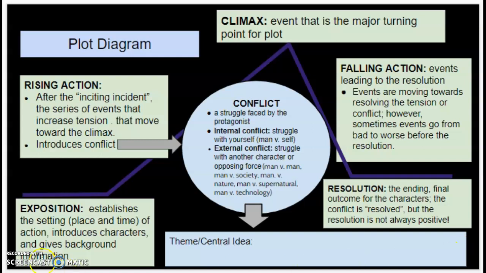So the first element in the plot diagram is exposition. In the exposition, we get our main characters. The author establishes the setting, the time and place of the action, and gives any background information. So in Romeo and Juliet, if you think of the very first part where it says two families both alike in fair Verona, we figure out that there are two families, the Capulets and the Montagues. They don't get along. There's been this long history of hatred, and it takes place in Verona.